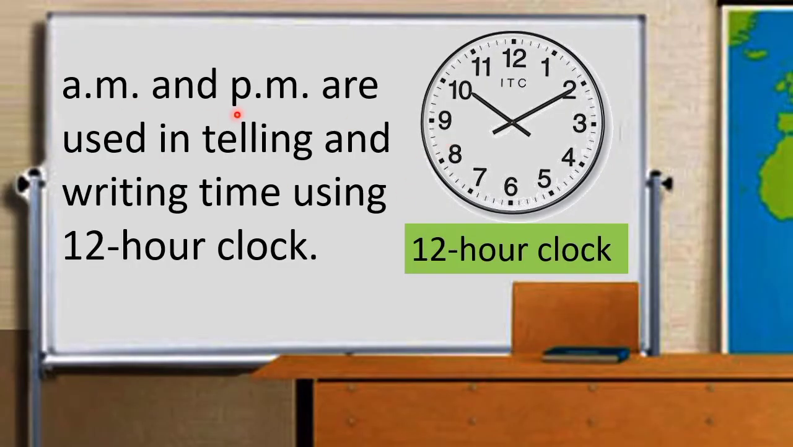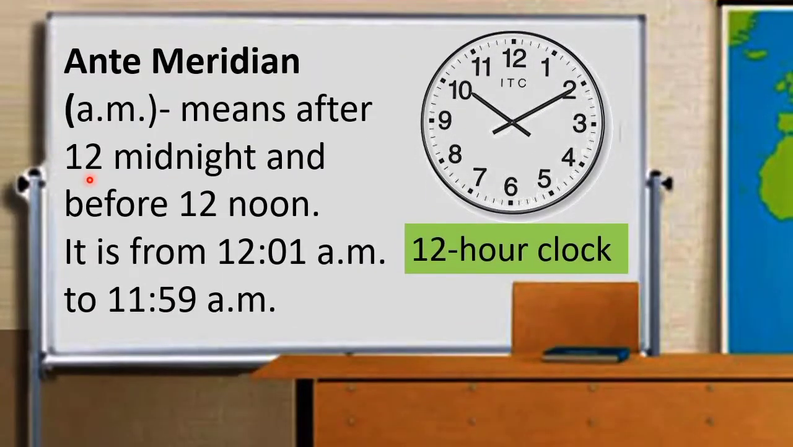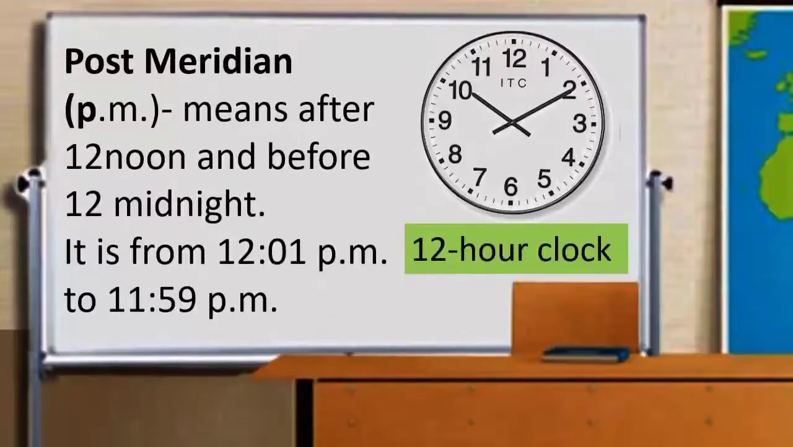AM and PM in telling and writing time using the 12-hour clock. AM means antemeridian. It is after 12 midnight and before 12 noon. So it's from 12:01 AM to 11:59 AM. PM means post-meridian. It is after 12 noon and before 12 midnight. So it's from 12:01 PM to 11:59 PM.